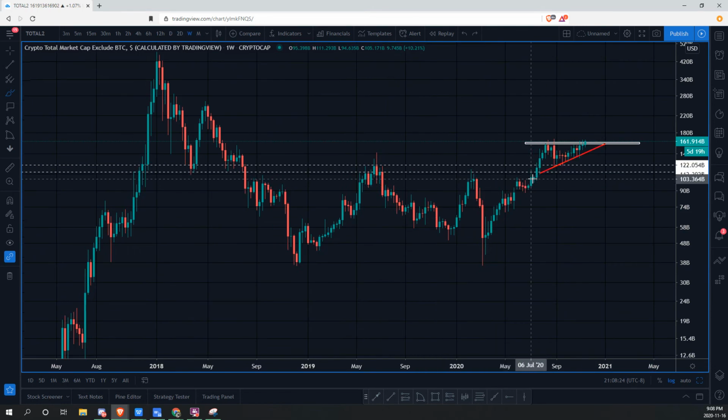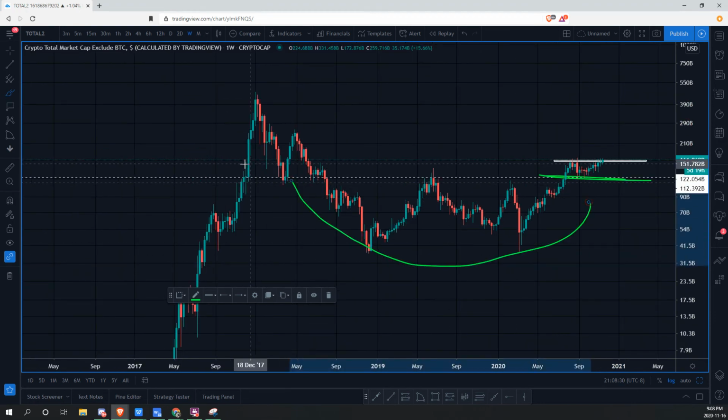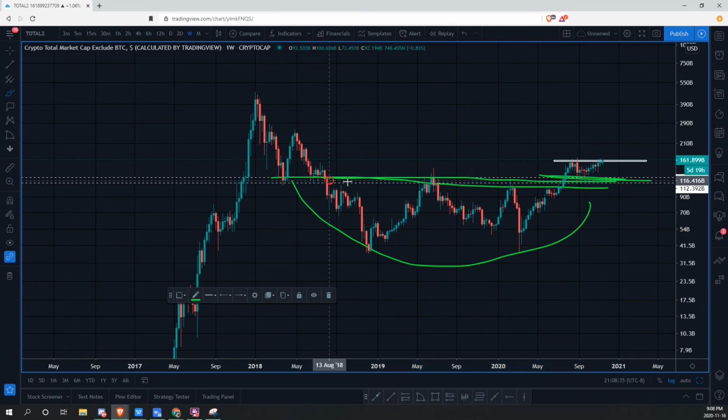I think we're going to be looking at consolidating around this zone, because if we zoom out, we can see that's a very nice bottom, and then this is the major level that we broke out of. Once we broke out of the 115, 116 billion market cap, that was a key zone for the market cap to break out of. We saw an impulsive push.